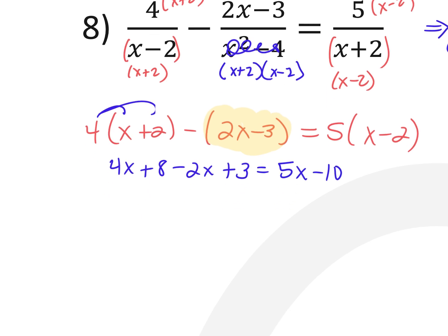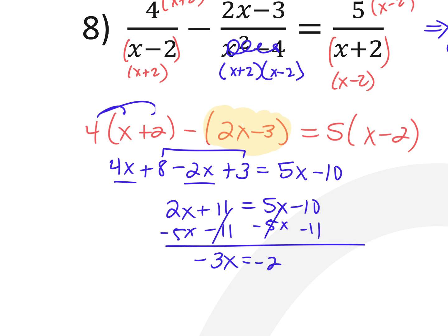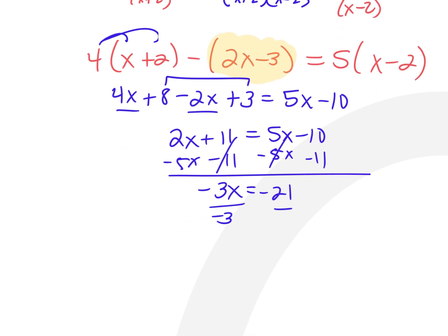Perfect. 5x minus 10. Combine like terms. What do we have in common? 4x minus 2x is 2x. 8 plus 3 is, good, equals 5x minus 10. I'm going to move x's to the left, so I'm going to subtract 5x, minus 11, and I get negative 3x equals negative 21. Divide both sides by what? Negative 3, and x equals 7.